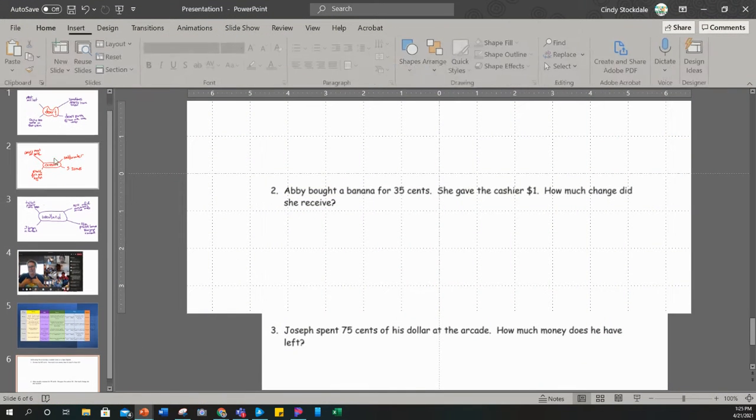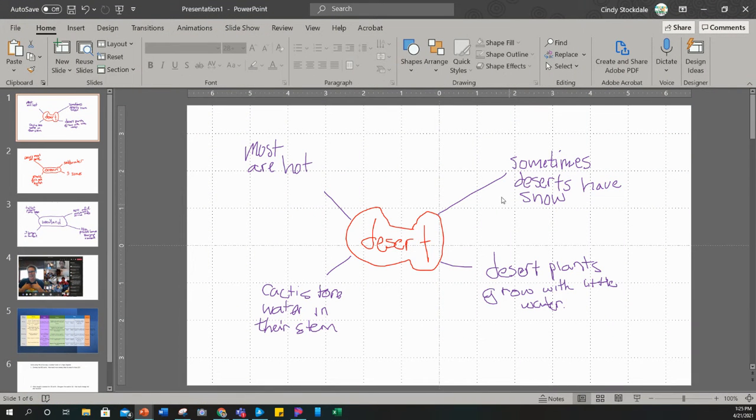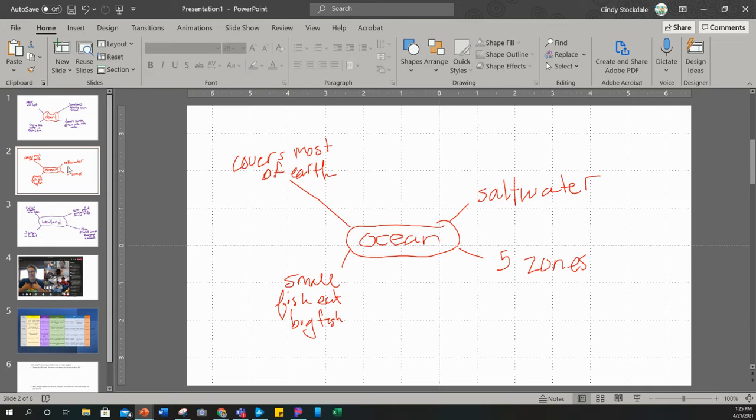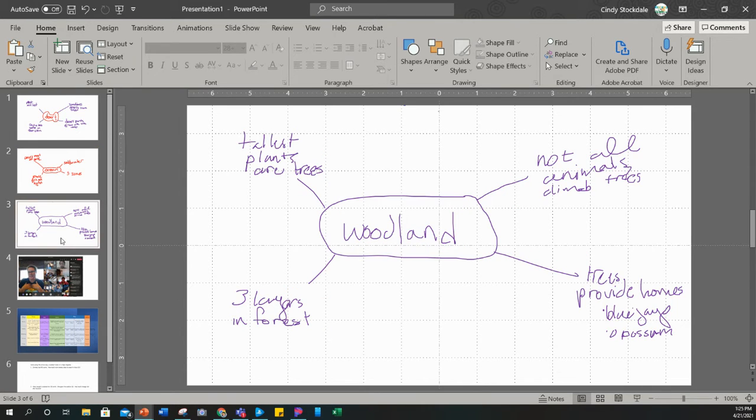Let me bring this up for you. So they had their concept maps that look like this. This one was similar to what the desert was, the ocean, and the woodlands. And what we asked students to do yesterday was to take one of their 4 details and come up with at least 2 questions.